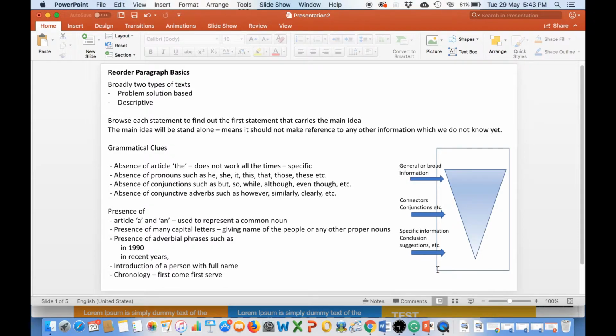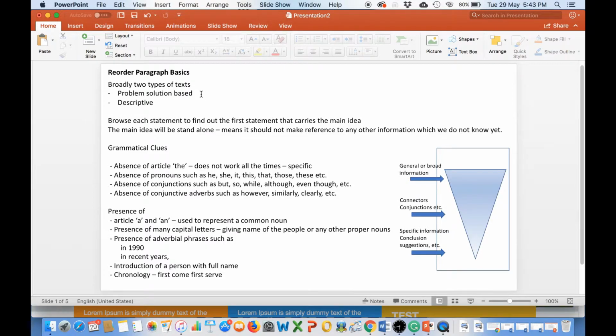Right now, let's get back to reorder paragraph basics. Broadly, there are two types of prompts you will see in the reorder paragraph. The first type is problem and solution based. They will talk about a problem, then explain the solutions, and then come to the conclusion in the suggestions. Or they may just give you five statements from a descriptive type of text, where they are just describing something.